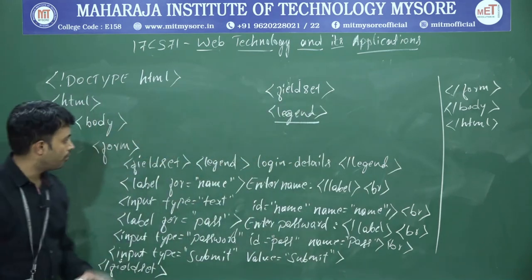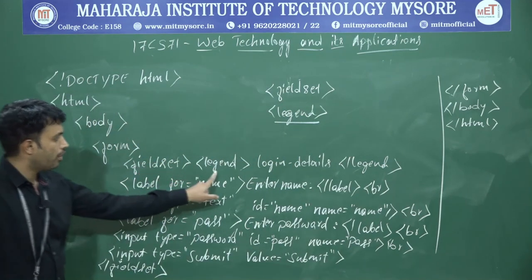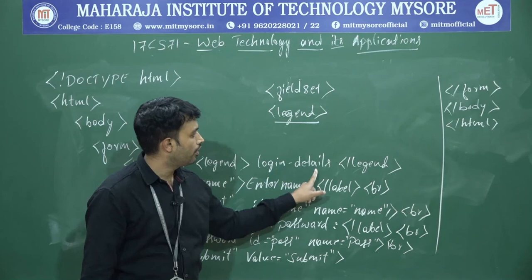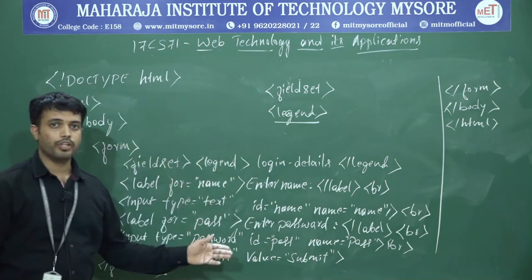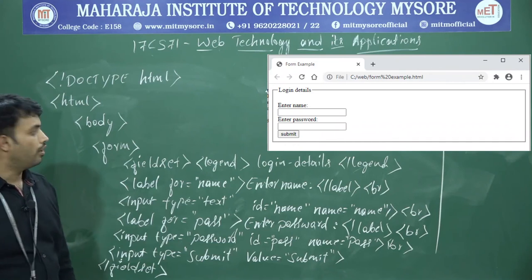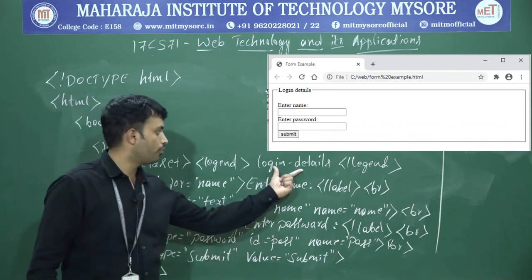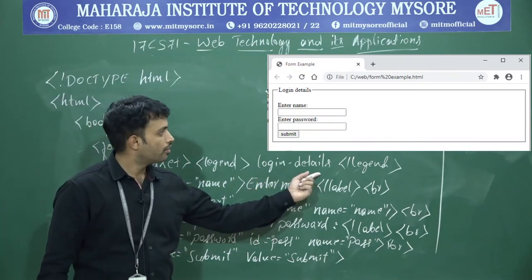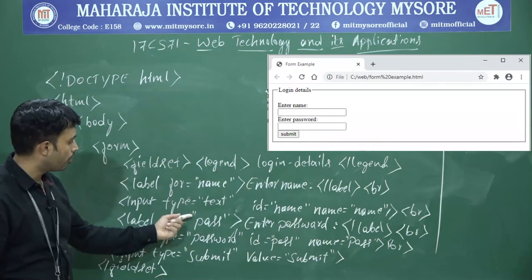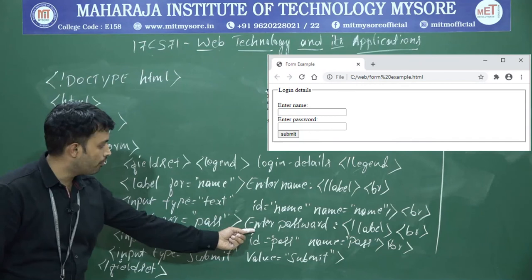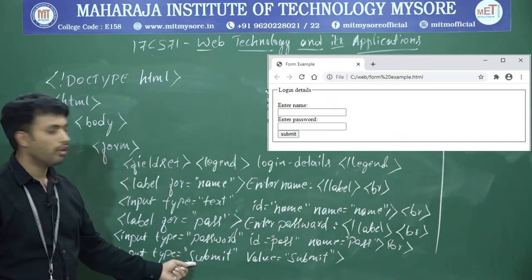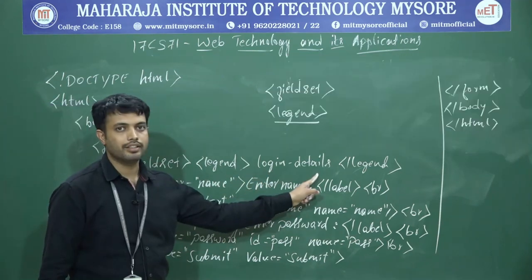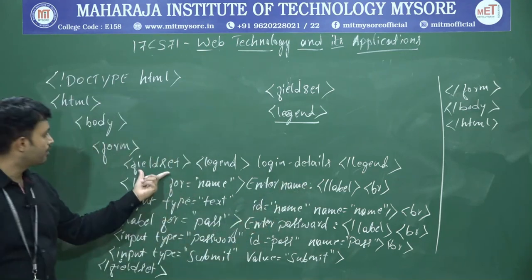Look here, after this field set, I'm going to write the legend tag. Within that legend tag, I have given login details. Now if I run this program, you can notice the output. There is a caption for this field set, login details. Within that field set, the controls are a label followed by a text box, again a label followed by a password box, and a submit button. All this I have defined within the field set, right? That is the caption I have given for this field set.